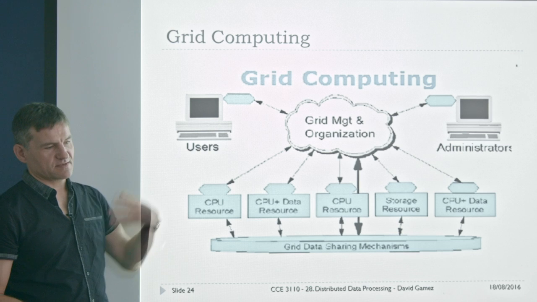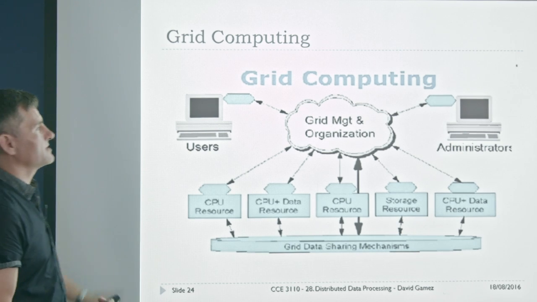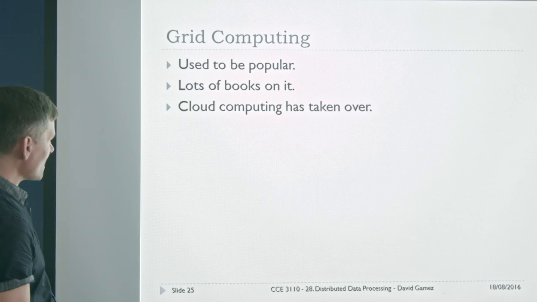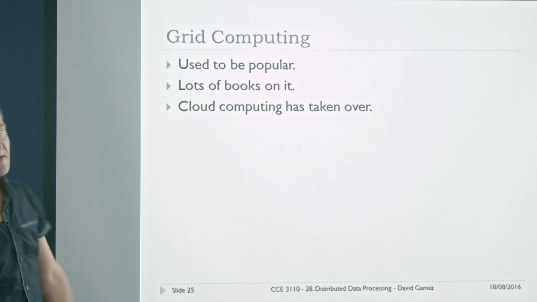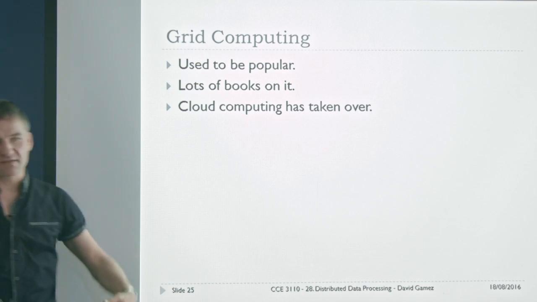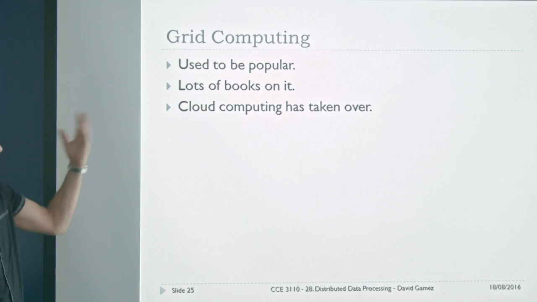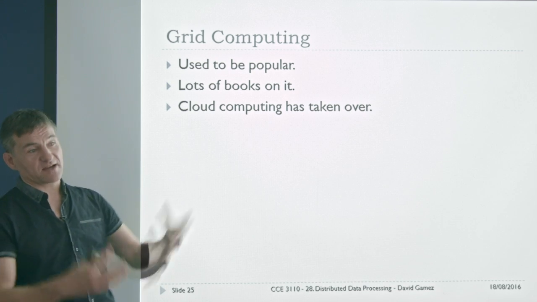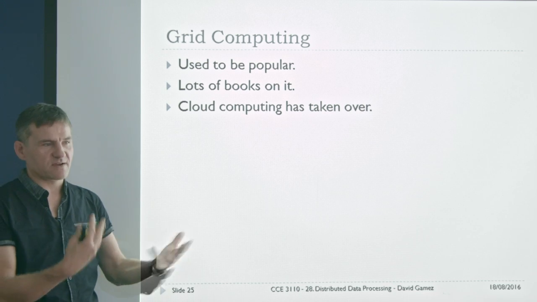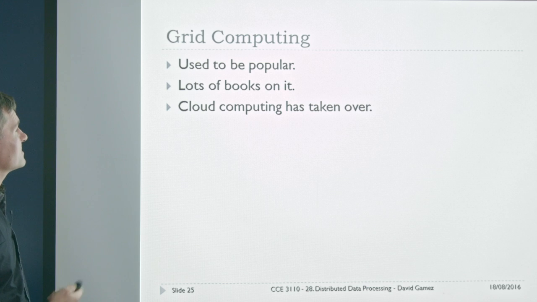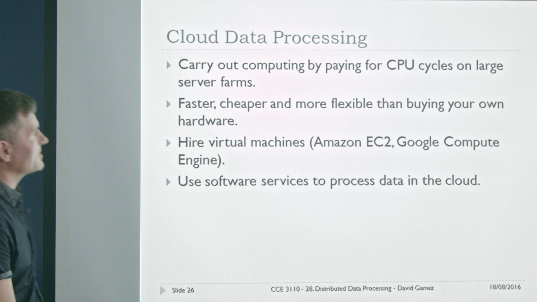And the grid itself is the different institutions' computers, typically quite big ones, that are doing the jobs for the users. It used to be popular. There's lots of books on this kind of stuff, but cloud computing's really taken over, I think. I wouldn't bother trying to find out if Middlesex has a grid subscription or whatever. I just use Amazon Computing Services. They've got vast numbers of server farms and some very nice services and software for doing distributed data processing on those server farms. And this leads us very nicely to cloud data processing.